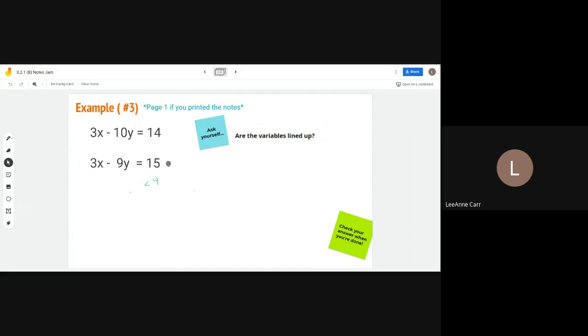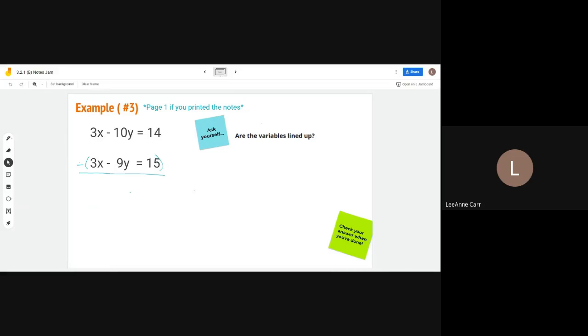Instead, for this problem, we can then subtract. Because if we subtract, 3 minus 3 is going to give me 0. Now, a word of warning. You have to subtract the entire equation. That means you're also subtracting negative 9 and you're also subtracting 15. So it's kind of like distributing that negative. Okay, so I'm going to subtract that.